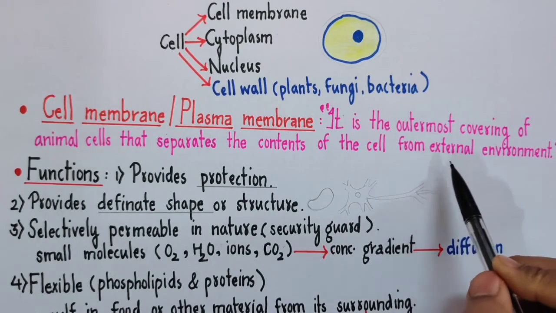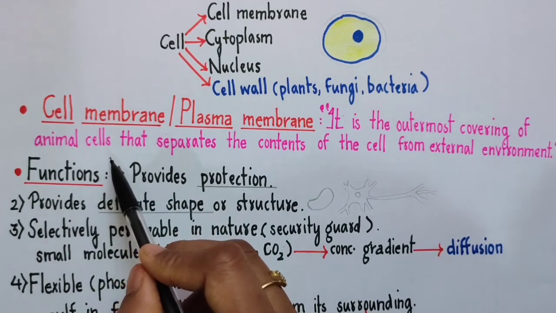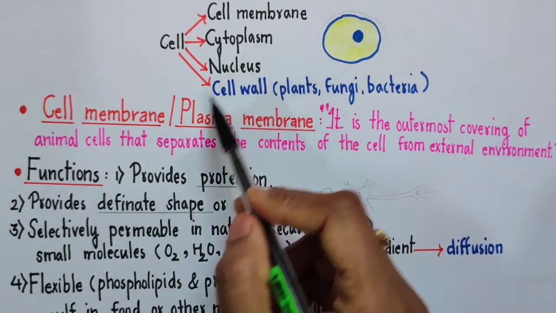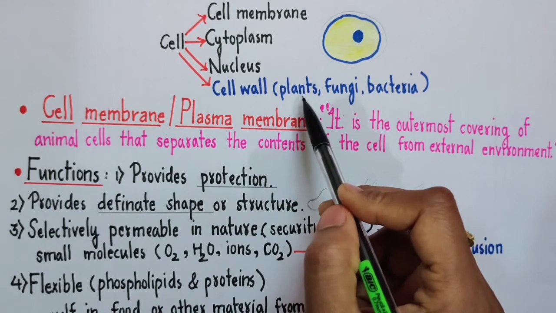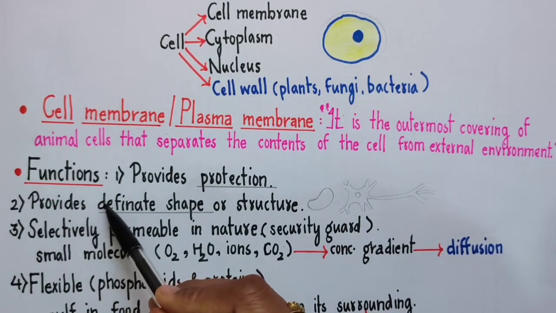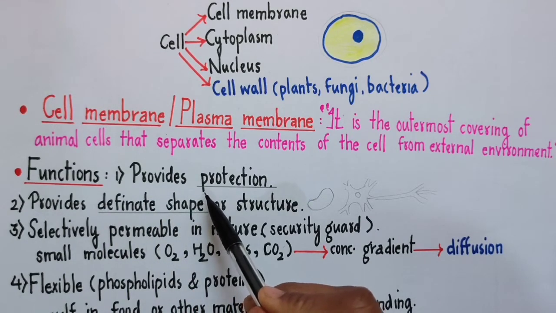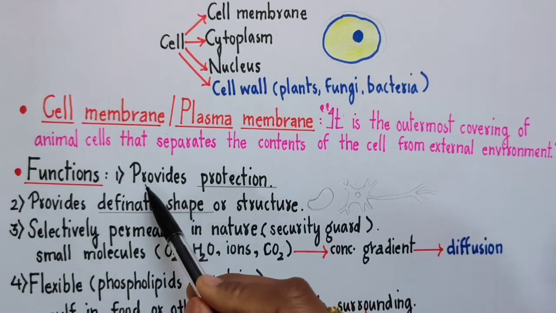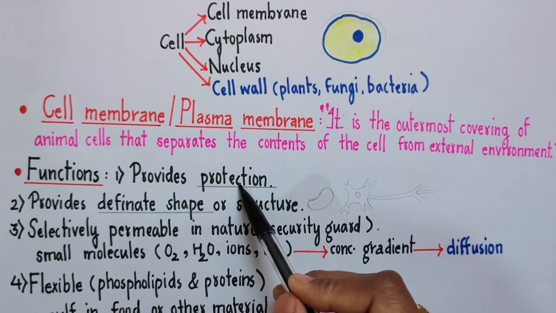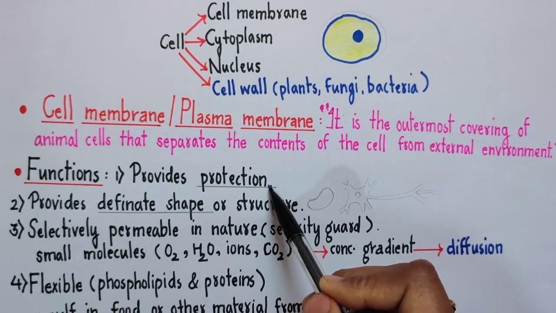If you observe over here, I have mentioned animal cells because it is not the outermost covering in the case of plants or fungi or bacteria. What are the functions of the plasma membrane? The first and foremost, very basic function of the plasma membrane is that it provides protection to the cell and its inner contents from the external environment.